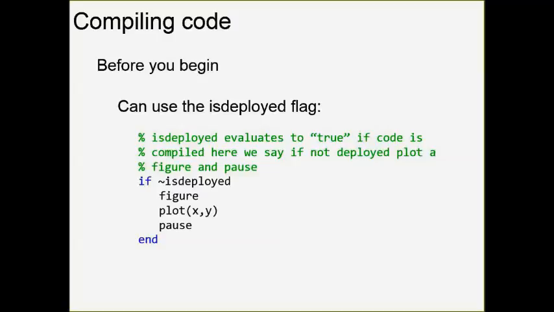There's a built-in MATLAB function called isDeployed, and it returns just a 1 or a 0, a true or false. So if I've got a figure that I don't want to show when I've got my code compiled, I can just wrap that figure in this little statement: if not isDeployed, pop up a figure, plot x against y, and pause. Once I compile my code, that's no longer going to be executed. It's just going to go ahead and progress anyway.